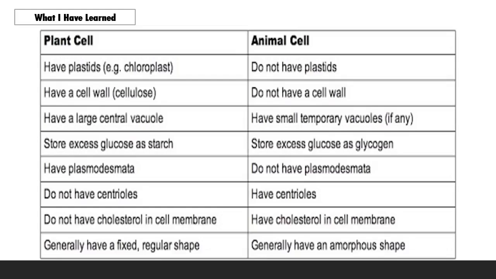For animal cell, take note that they do not have plastids. They do not have cell wall. They have small vacuoles. They store excess glucose in the form of glycogen. They do not have plasmodesmata. They have centrioles. They have cholesterol in their cell membrane. And generally, they have an amorphous shape.